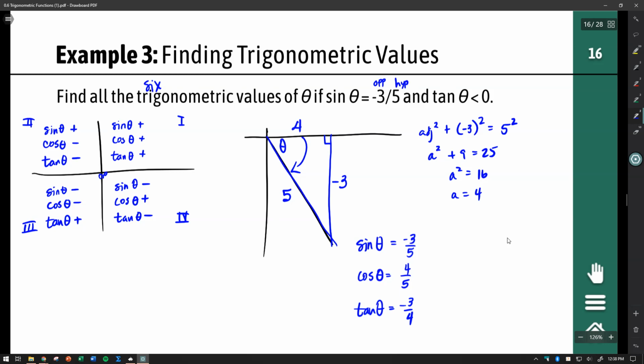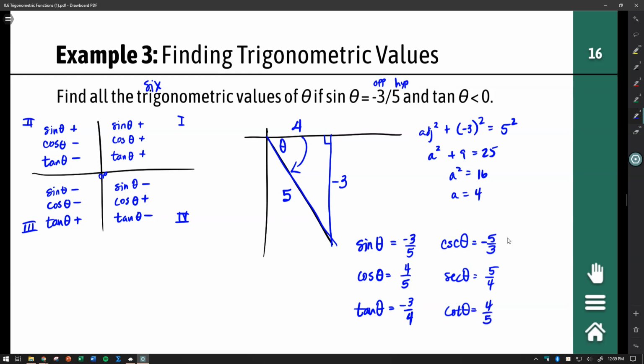And then for the reciprocal functions, cosecant of theta will be, we can either go back to the triangle and get the ratios from there, or we just know that cosecant is the reciprocal of sine. So this is going to be -5/3. Secant theta is going to be 5/4. And the cotangent theta is going to be 4/5.